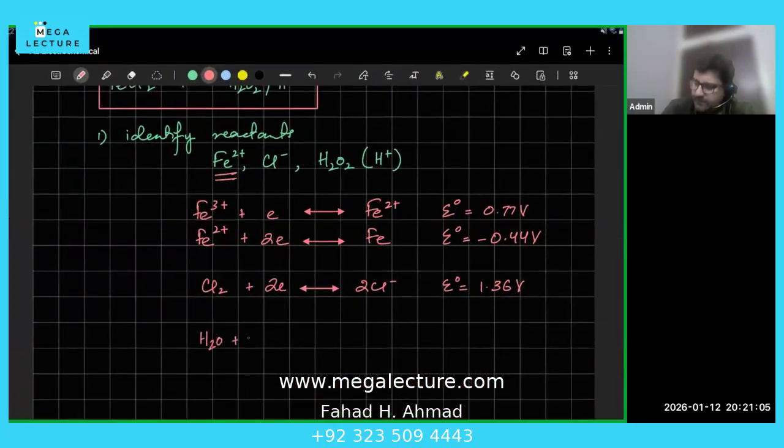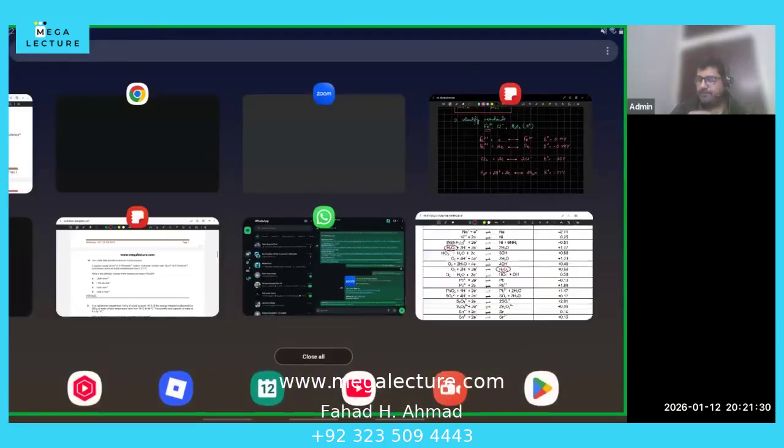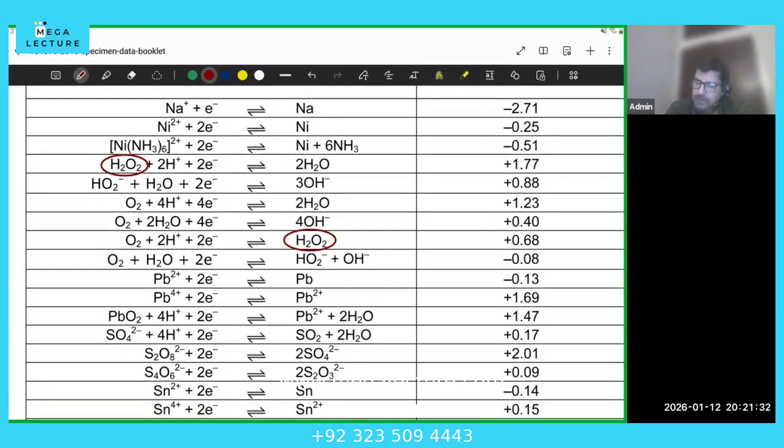So I've got H2O2 plus, what was the rest? So these are 2H plus 1 plus 2 electrons, and it was in equilibrium with, I think, 2H2O, and the E naught was 1.77 volts, right? So yes, we can ignore the other one because that is just H2O2. We have H2O2 acidified.